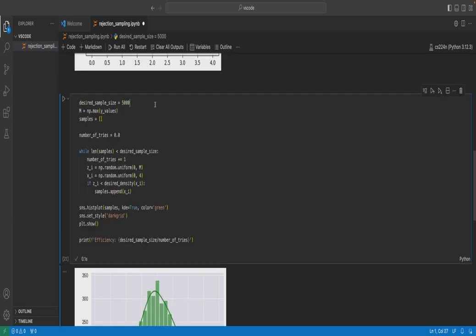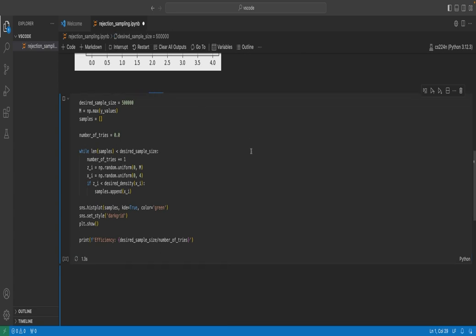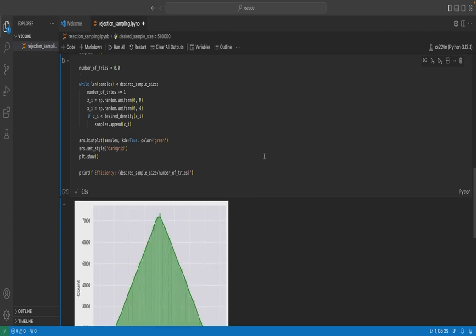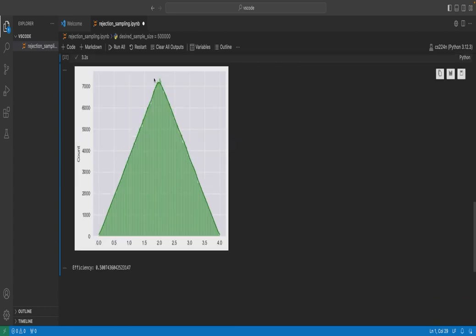Now, one thing that we can note is if we increase our sample size to, say, 500,000, it should still run pretty quickly, and you'll see that it'll really start to take on that triangular shape, and it'll start to look pristine.